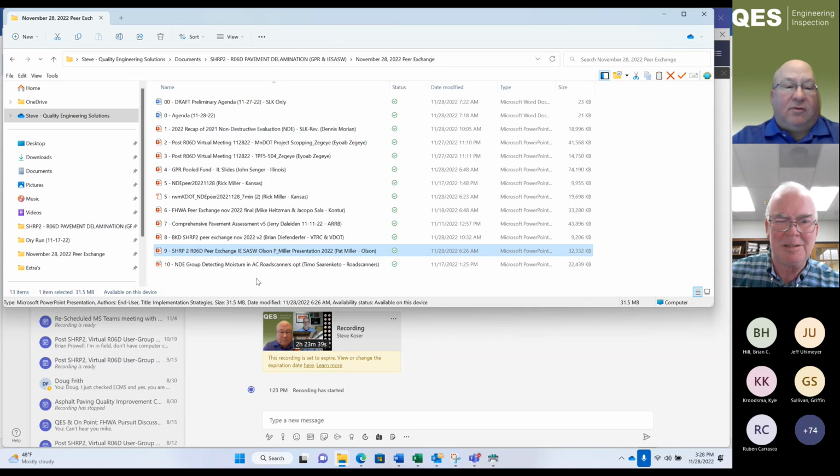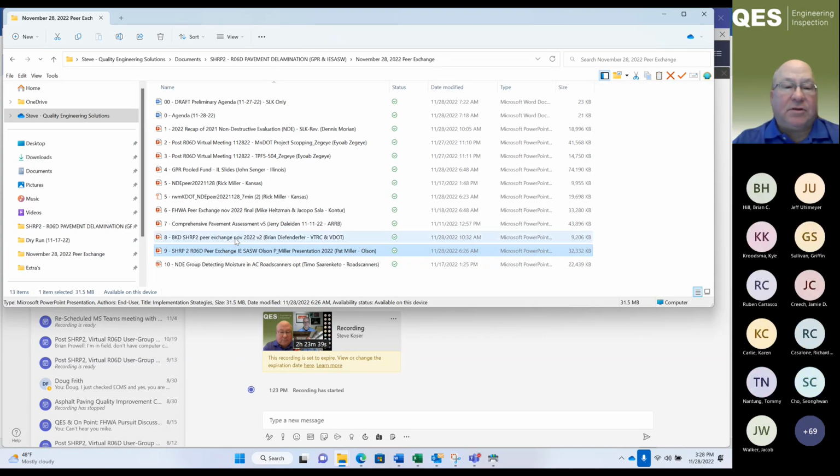Okay, Pat, thank you for your presentation. And we'll move on to our last vendor presentation for today. It's by Road Scanners, 3D GPR, by Timo Saarenketo.